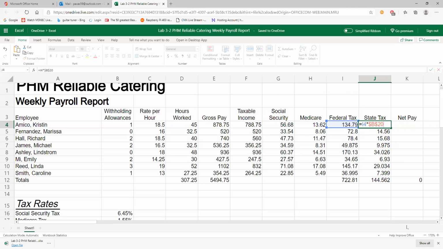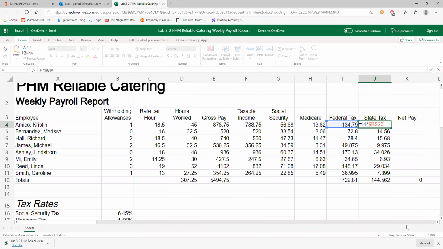So S equals I4 times B20, but the absolute value will be 20. So it's 20% all the way down. And then 14 is the net pay.